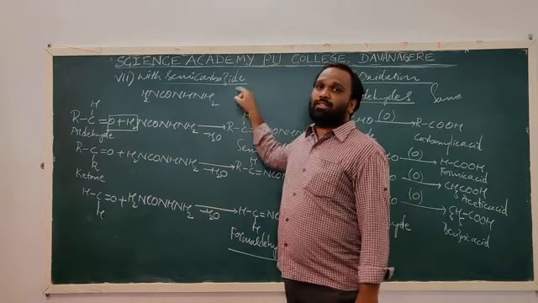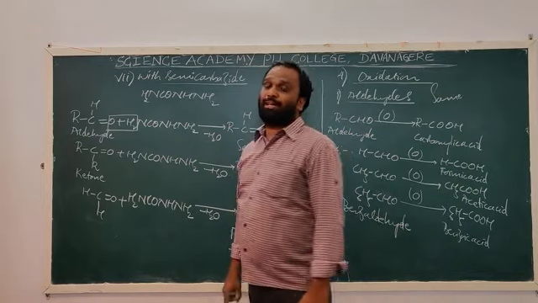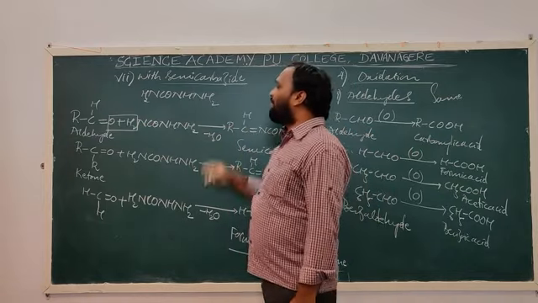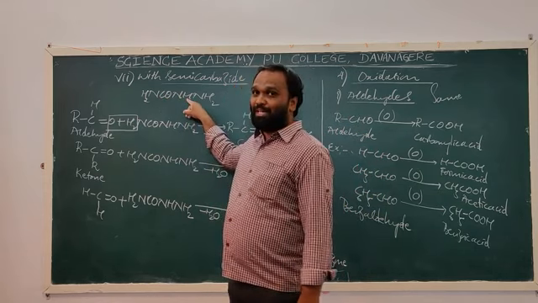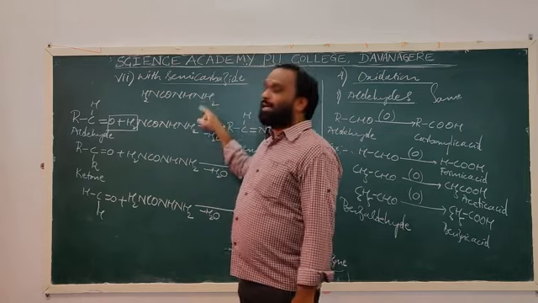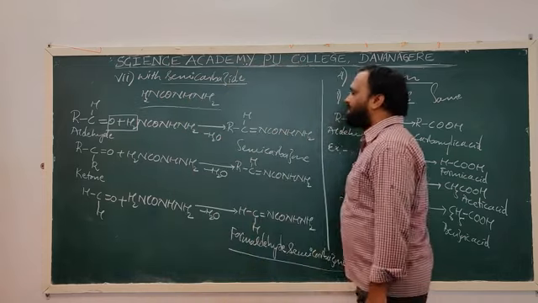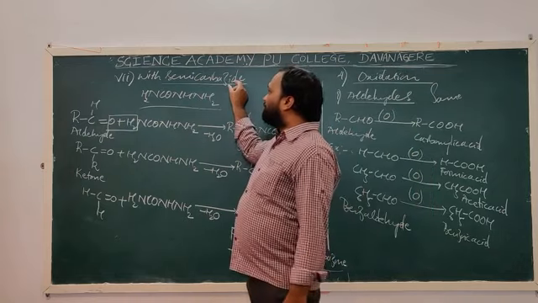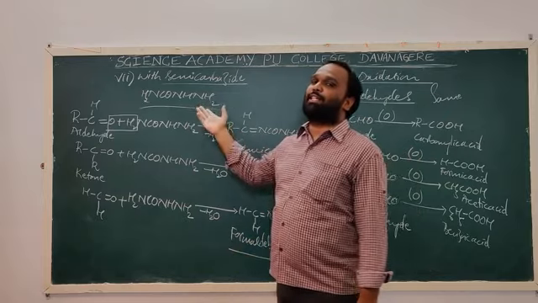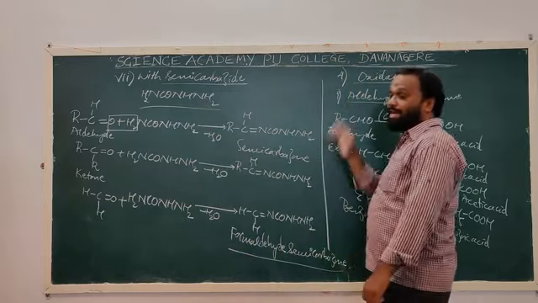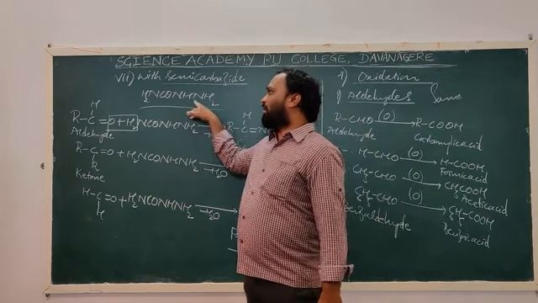Now the last reagent is semicarbazide. How to remember the formula of semicarbazide? If you know the formula of urea, what is the formula of urea? NH2CO NH2. Replace one hydrogen atom by another NH2. That gives the formula of semicarbazide. Very easy to remember. So remember the formula of urea, NH2CO NH2. Replace one hydrogen atom by NH2, and you will get semicarbazide: NH2CO NH NH2.